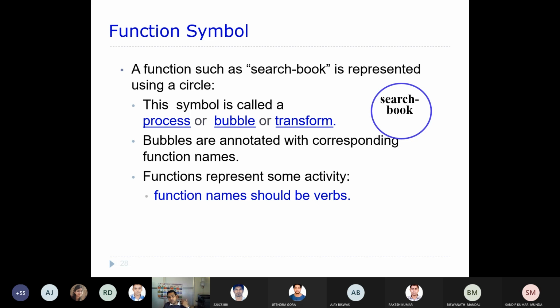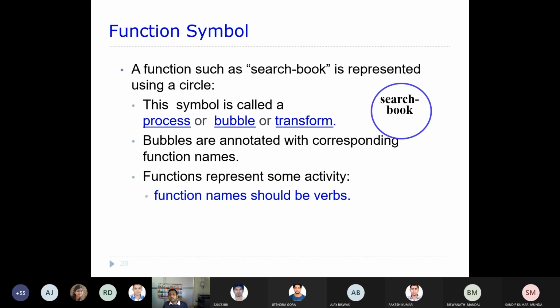That means either a librarian may be doing this function, or a library member directly can use this function, right? So the external entities can be you as a member or a librarian. If the system is available only with the librarian, then in that case only the librarian is going to use that software.